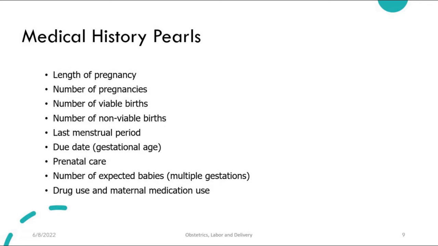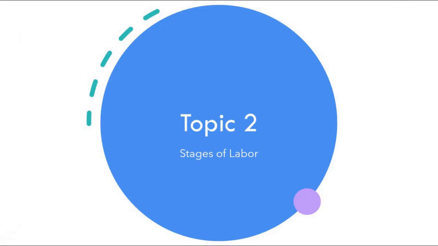Is the patient getting any prenatal care? The number of expected babies. And then any drug use, including maternal medication. So any illegal drug use and any prescription medications that the patient is using. These are all important things to include in your history. So when you arrive at the destination hospital, you're going to know what you need to know about this patient.